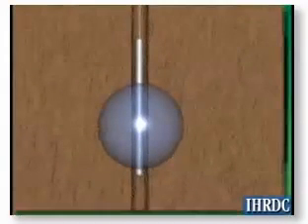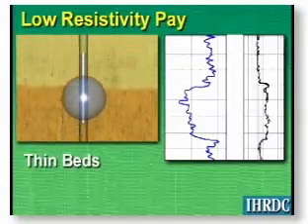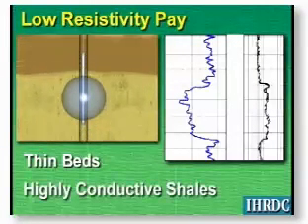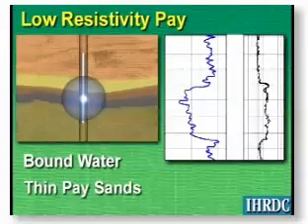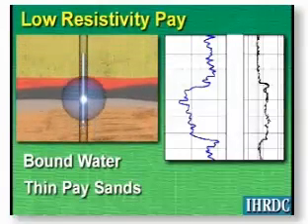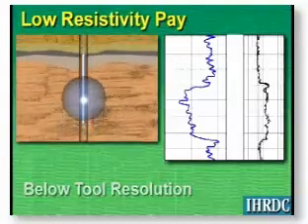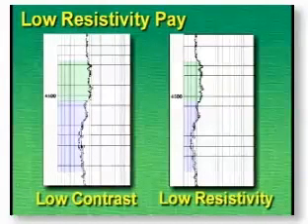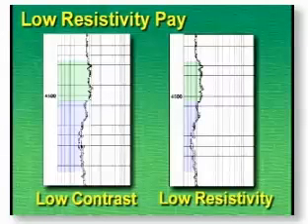Of these factors, probably the most common cause of low resistivity pay is a simple combination of thin beds containing highly conductive shales and their associated bound water, along with thin pay sands that are below the vertical resolution of the logging tool. Though low contrast and low resistivity make it hard to discern the presence of pay on some logs, these zones tend to be very productive when discovered, and so you must consider the entire range of factors that might influence log responses.